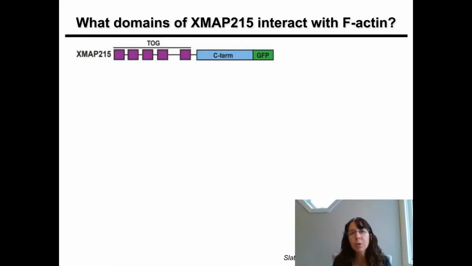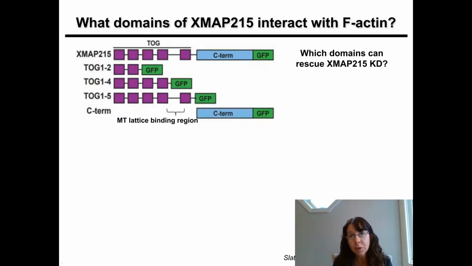So this is a cartoon of XMAP. It's a big protein. It's 215 kilodaltons. There's a number of domains. There are 5 TOG domains. TOG stands for tumor overexpressed gene. And there's a C-term domain. And so she made a series of deletion constructs to see which domains could rescue the XMAP215 knockdown microtubule F-actin alignment defect. And here's a busy graph.